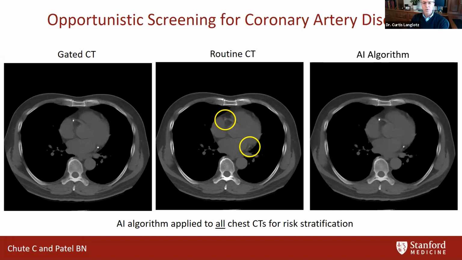And when we do that, we can actually create a risk stratification algorithm that we could apply opportunistically to anyone receiving a CT for any purpose, and not just those who are paying whatever fee is required to get a dedicated gated CT to assess the coronary arteries. So I think this kind of opportunistic screening will be an important element of screening programs going forward.